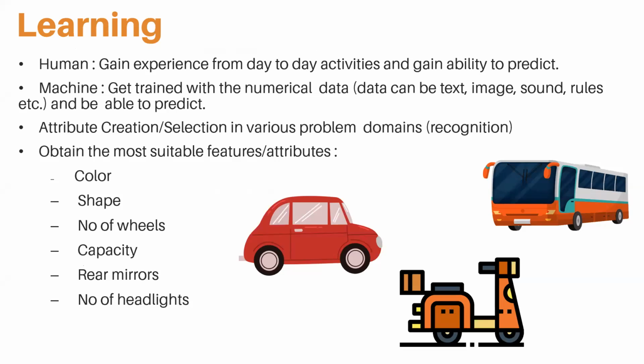and size, then we can say that if all these ifs have been satisfied, we can declare this is a car. And then if another set of if and else has been satisfied, then we can say that this is a scooter, and then we need to write another if and else for bus.